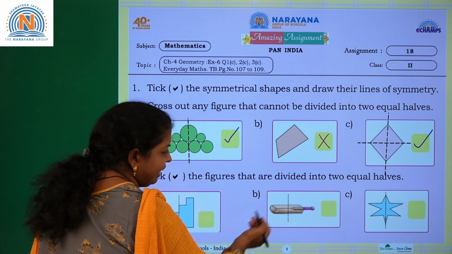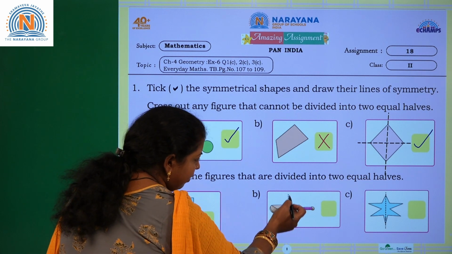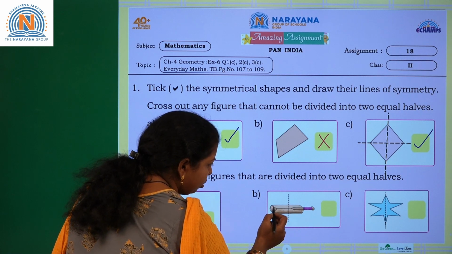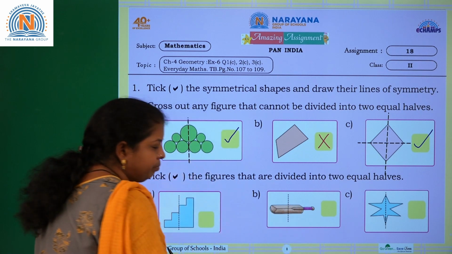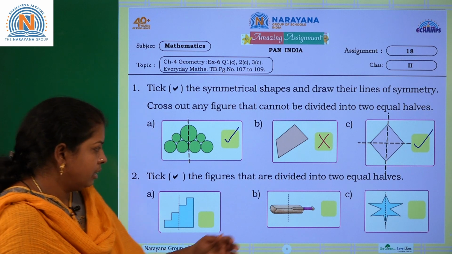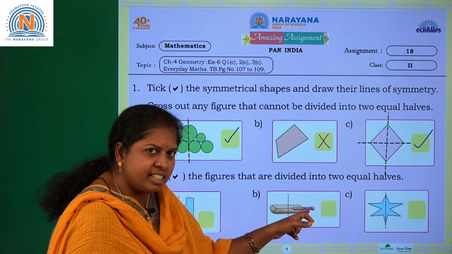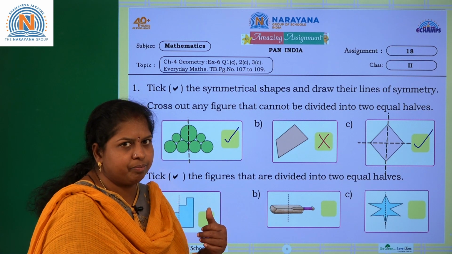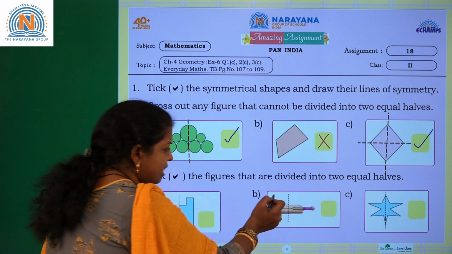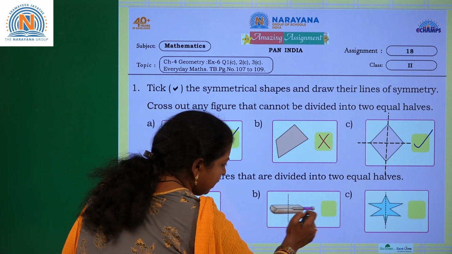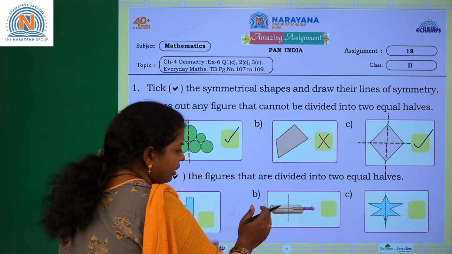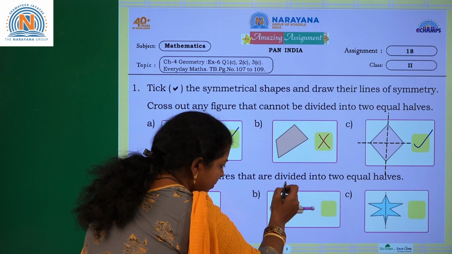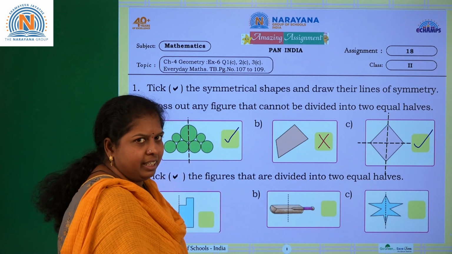Here it is a cricket bat. If you are able to divide with this symmetrical line, then can you see two equal halves on both sides for that particular line? No, because it is having a handle this side and it doesn't have, and this is a curved surface, right? So this is not a symmetrical line for this particular figure. The figure was not exactly divided into two equal halves with this symmetrical line.